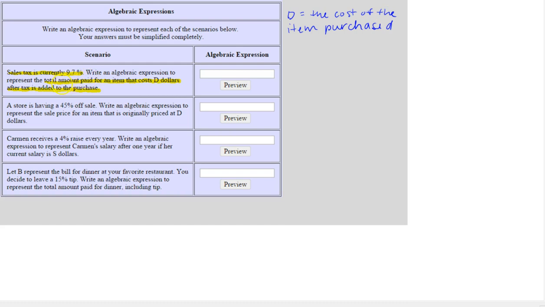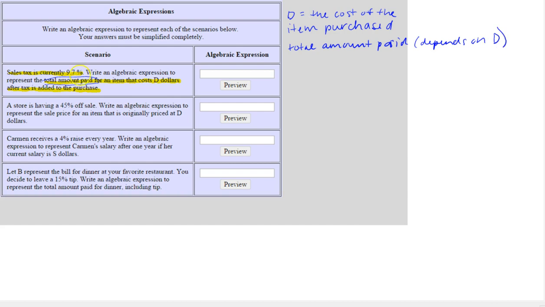And we want to find the total amount paid, so that's our other unknown that we're trying to find that depends on the cost of the item purchased. So we want to find total amount paid. And this depends on the cost of the item D.